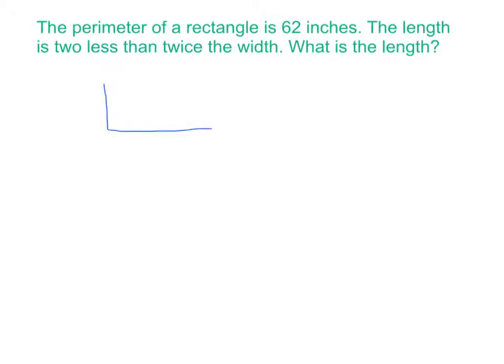My key for this is going to be a rectangle. We know that we're going to have a width and we're going to have a length. Now we're told that the length is 2 less than twice the width. So if I call my width x, then my length is 2 less than, so I have a minus 2, twice the width. So I have 2x for the twice the width and 2 less than that, so the minus 2.